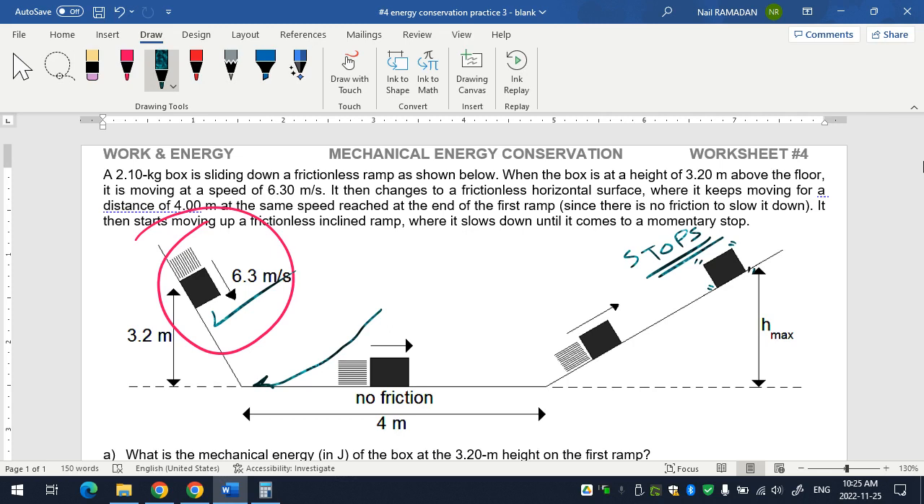Max what? But that's my question. Why is there a height max? Why should it stop? Remember, can this box ever have more than 108 joules in it? No, it can't.